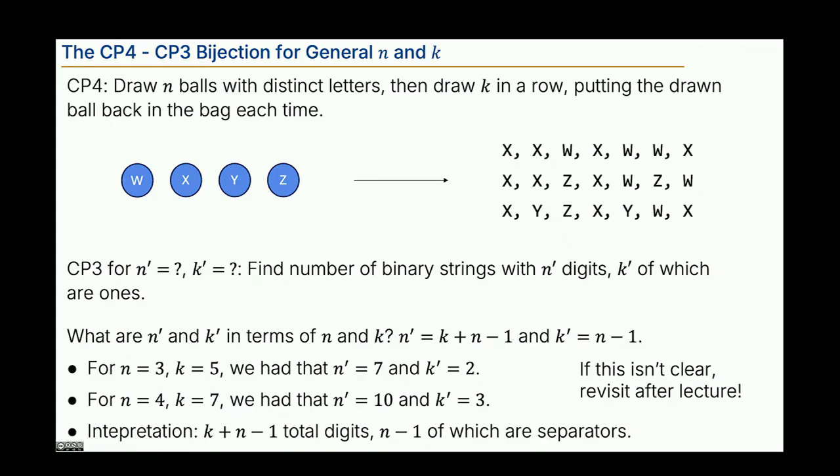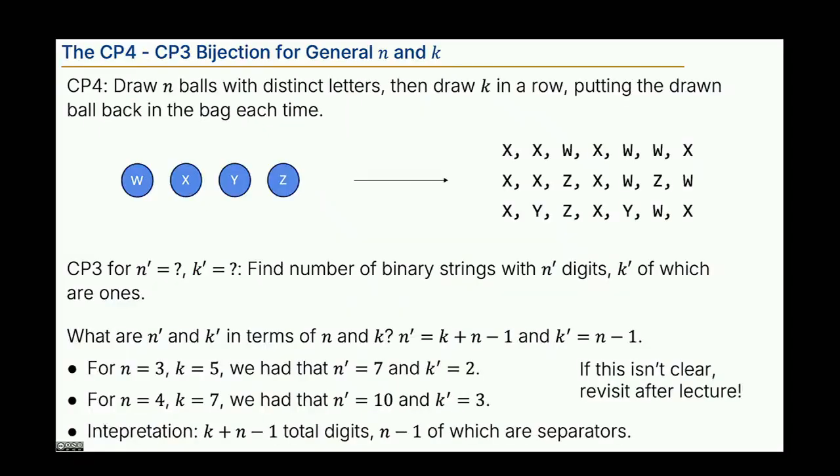All right. This is where I think your brain is hitting the part where it's stretching a lot. So again, please revisit this after the lecture. Make sure this formula makes sense. That's the mapping from counting problem 4 to counting problem 3. Okay?